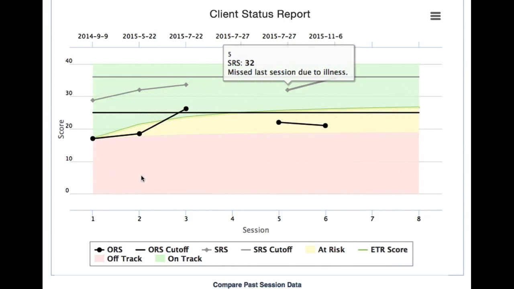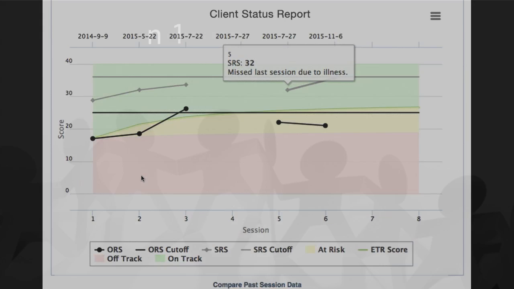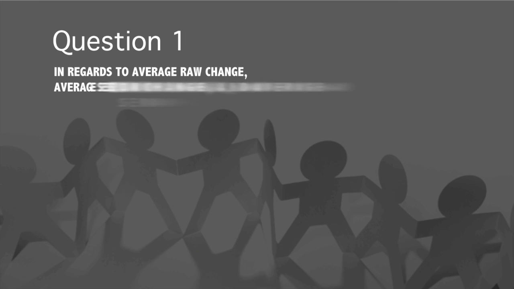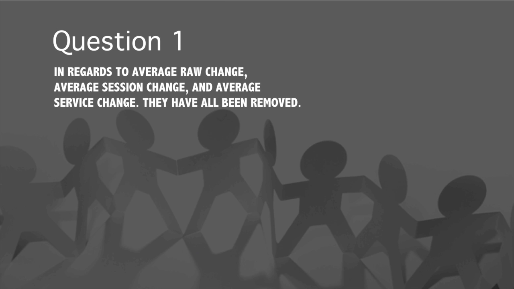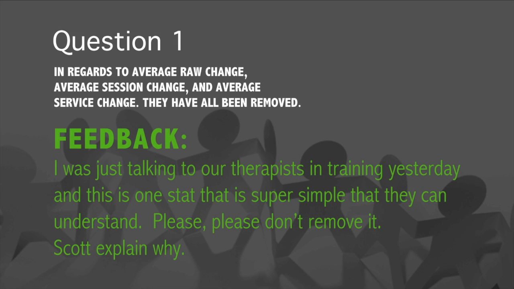So Scott, let me just have a look here. The first question is in regards to average raw change, average session change, and average service change. They've all been removed. People don't like it when we remove things. So the feedback is, I was just talking to our therapists in training yesterday, and this is one stat that is super simple that they can understand. Please don't remove it. Scott, can you talk a little bit about why we don't want people really looking at those anymore, and what that can do?